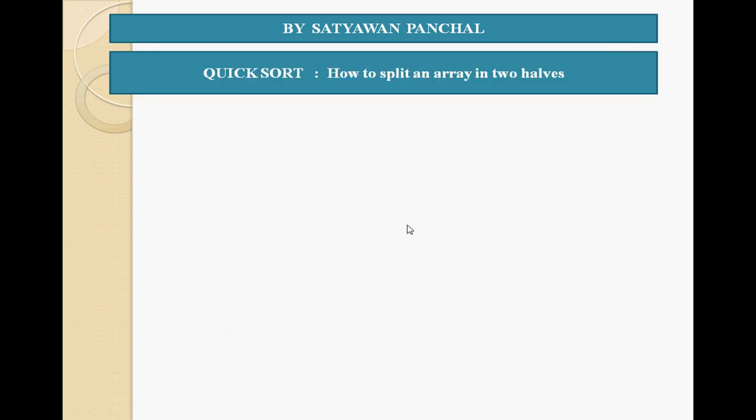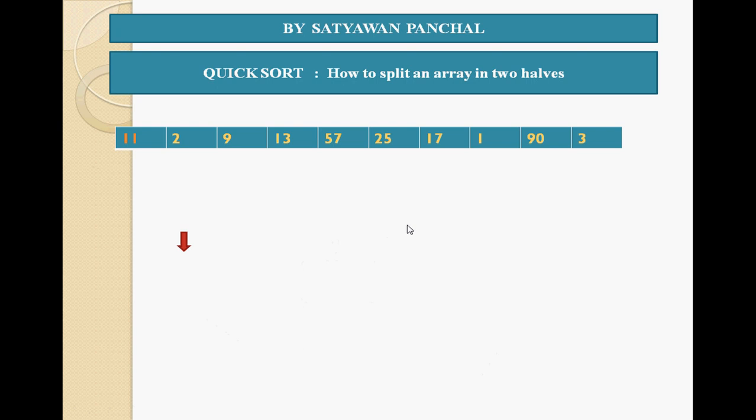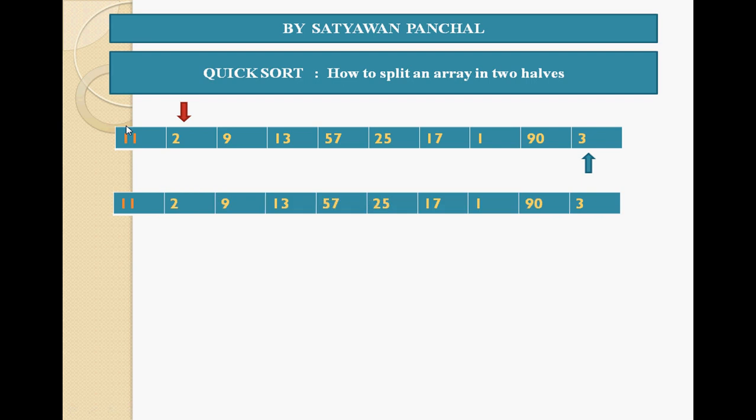So, how to split an array into two halves. Here the list is given and we have set these two pointers. After taking the pivot, we have set two pointers, one on the first element of the list and the second on the last element of the list. Here the pivot selected is 11, as in the next table representation.